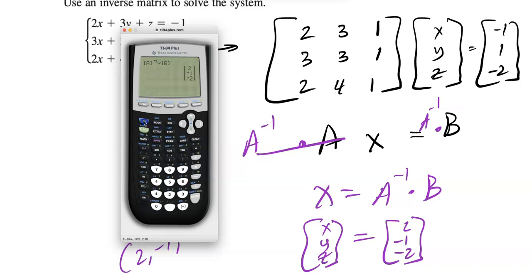For me, this is my go-to. I go math, I go reduce row echelon form like we did in the previous lesson. Then I select my matrix. And I get the exact same answer, but for me it's a little faster. So that's the way I would do it. Anyway, that's the lesson.